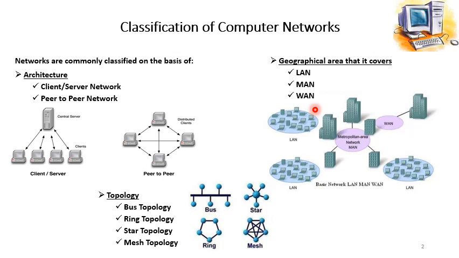And then we discussed a little bit about the topology of the network, which is also a kind of classification of networks on the basis of the arrangement of nodes in a network. That is called topology, but this is not included in your book. So today we will study the classification of networks on the basis of the geographical area that it covers, that is LAN, MAN and WAN.